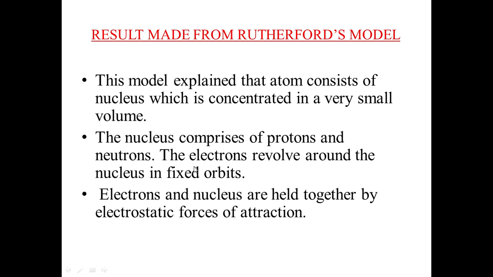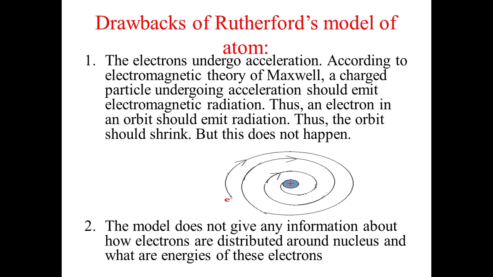We discussed it already in our previous lectures. The electrons revolve around the nucleus in fixed orbits called stationary orbits, energy levels, orbits, or shells. Electrons and the nucleus are held together by electrostatic force of attraction. That is the only reason the negatively charged electron is bound to the positively charged nucleus. The reason is electrostatic force of attraction. That is the only attractive force between the nucleus and the electron.